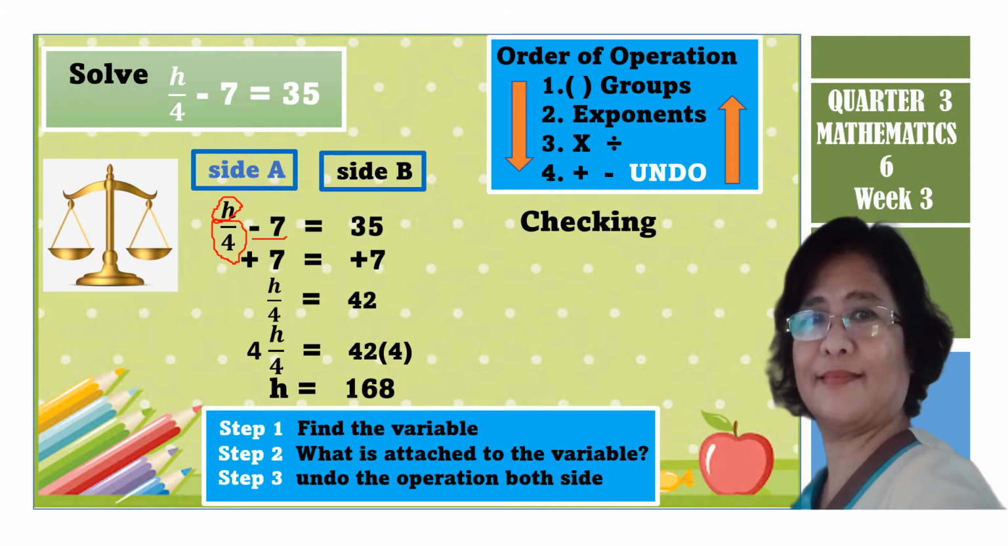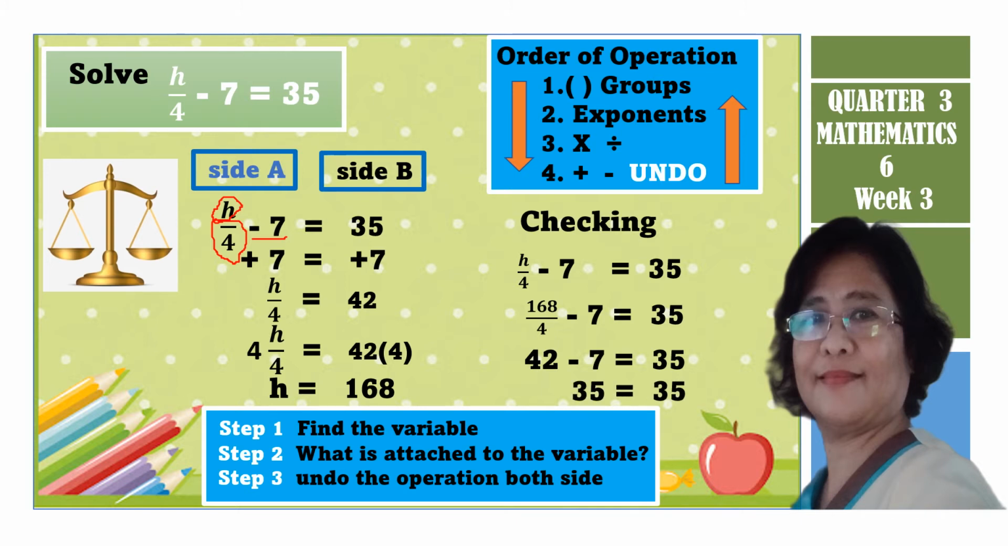Okay, to check if our answer is correct, just substitute the given number. What is the value of h? 168. So, 168 divided by 4, minus 7 is equals to 35. 168 divided by 4, we have 42. Minus 7 is equals to 35. So, subtract 42 minus 7, the answer is 35 is equals to 35. So, our answer is correct.